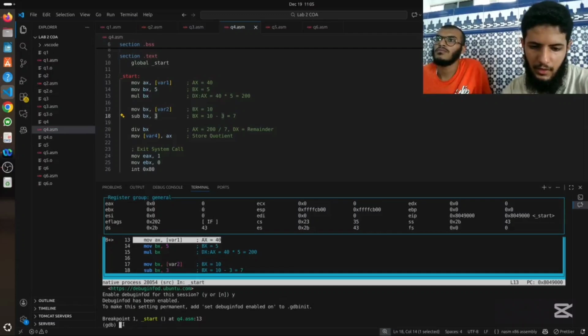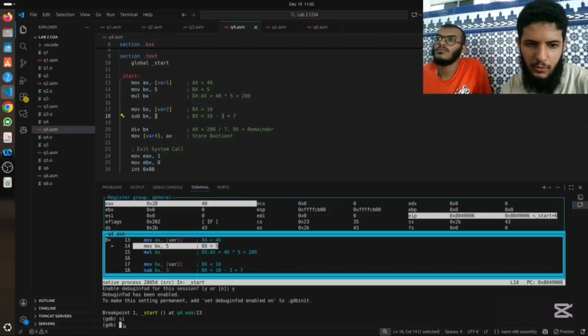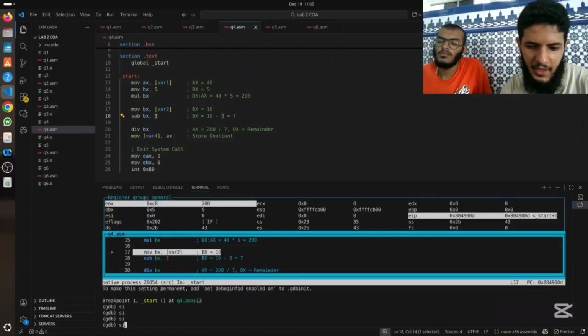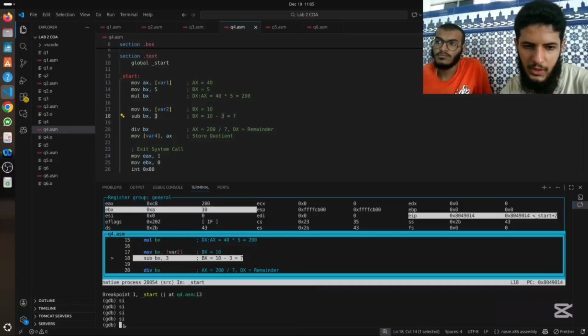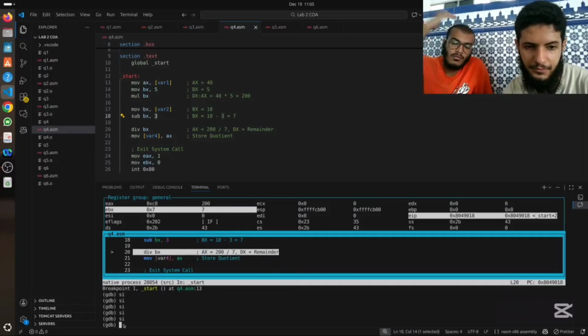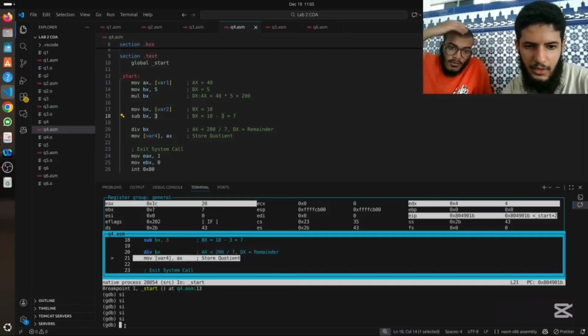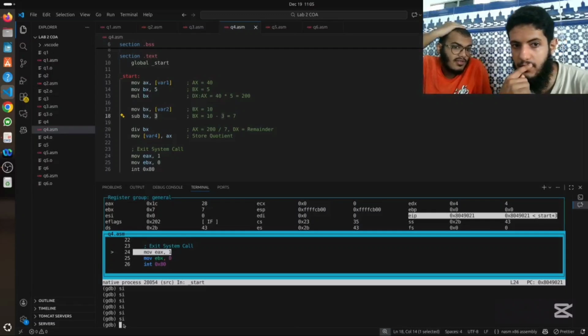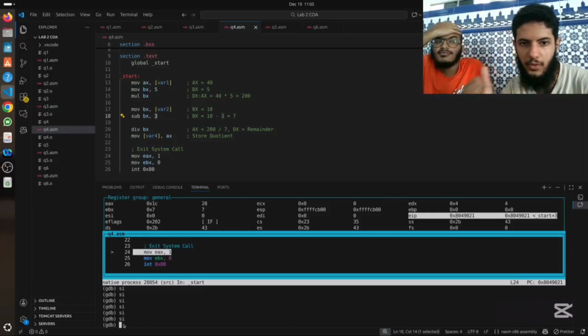So here, as you can see, I move the value, then I store 5 inside the BX, and then I multiply. Then I did the second iteration, which is BX equal to 10. Then I subtract 3 from 10. And lastly, I store the result. It's 10 minus 3, because 3 minus 10 is going to be negative. So 10 minus 3 equals 7.